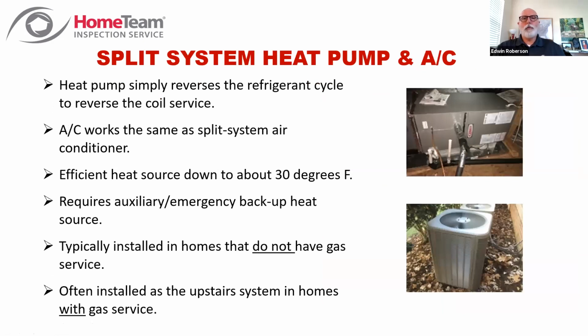Then we have a split system heat pump and air conditioner, where you've taken the gas furnace out of the equation and you're heating with a heat pump, like I showed in that cycle, and an air conditioner. You've got indoor equipment and outdoor equipment, so it's a split system. And the heat pump just reverses the refrigerant cycle to reverse the coil service, and the AC works the exact same as a split system air conditioner. This is, like I said before, an efficient heat source down to about 30 degrees, but you do need the backup heat strips for auxiliary and emergency.